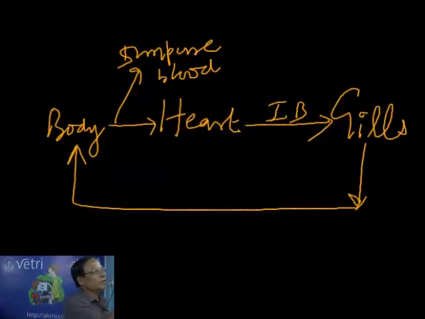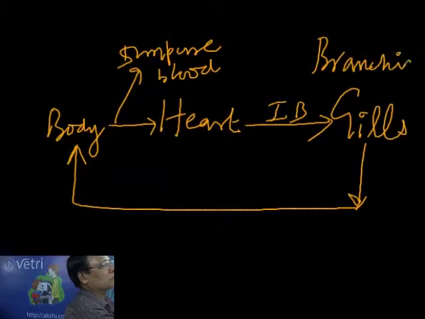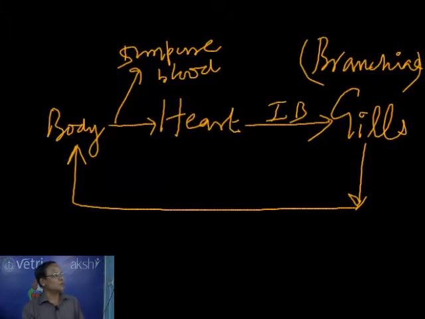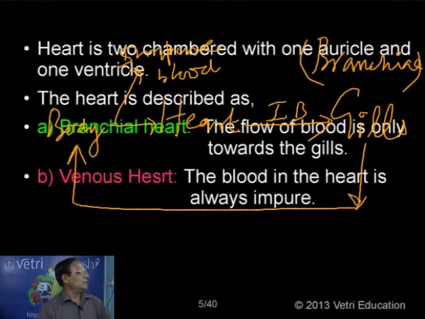The word branchial refers to the gills. That is why it's called the branchial heart. Then the second one is also called the venous heart. The same one. So what do you mean by venous heart?